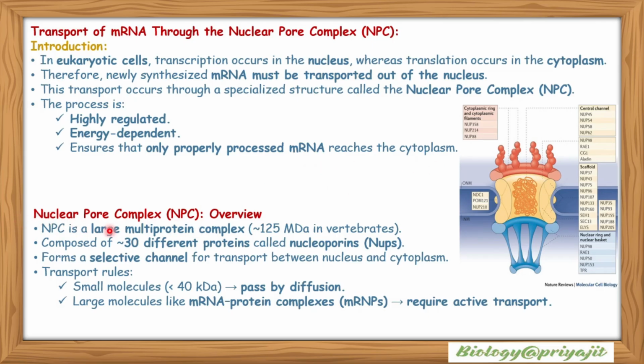So, nuclear pore complex overview. The NPC is basically a large multi-protein complex of about 125 megadalton in vertebrates. It is composed of 30 different proteins called nucleoporins or NUPs. It forms a selective channel for transport between the nucleus and cytoplasm. So the transport rules: if the molecules are small, less than 40 kilodalton, they pass by simple diffusion. But if the molecules are larger, like mRNA protein complexes or mRNPs, they require active transport.